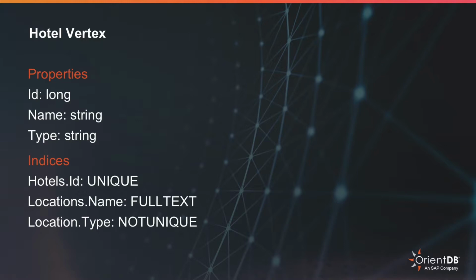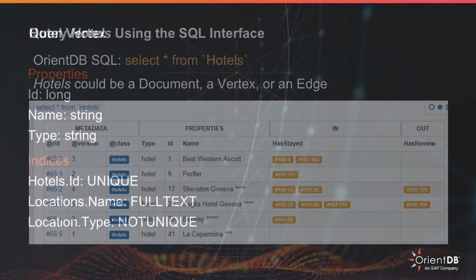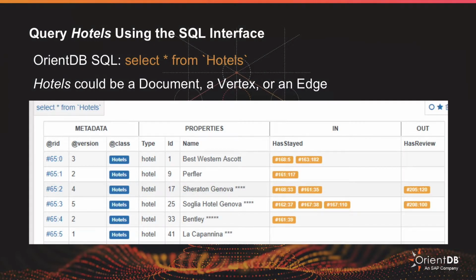We define three simple properties on this hotel. We have an ID, a type, and we're going to give it a name. I'm going to skip over the indices because it's not important right now. I just want to show you this. Using the OrientDB SQL interface, I can do the usual select star from hotels. And even though hotels itself is a graph vertex, I'm treating it just like it's a document or a record. This is what gets returned from one of our Studio products. But you can see the properties we talked about. We have a type here, it's hotel, great. We have some identifier, and then we have a name.